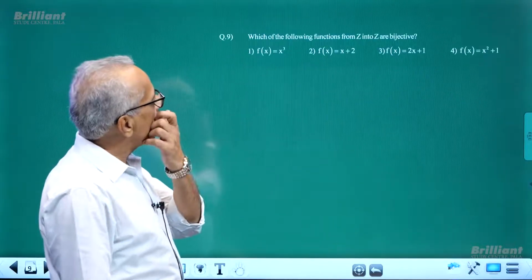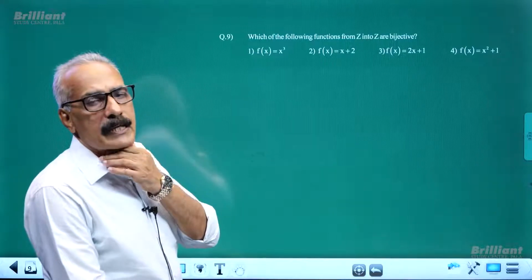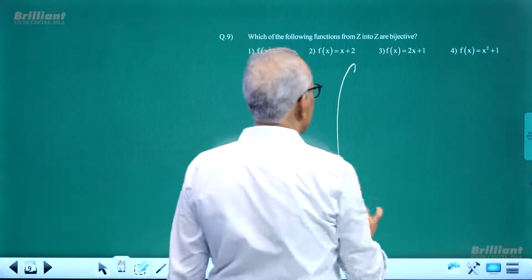Which of the following functions from Z? Z means the set of integers.